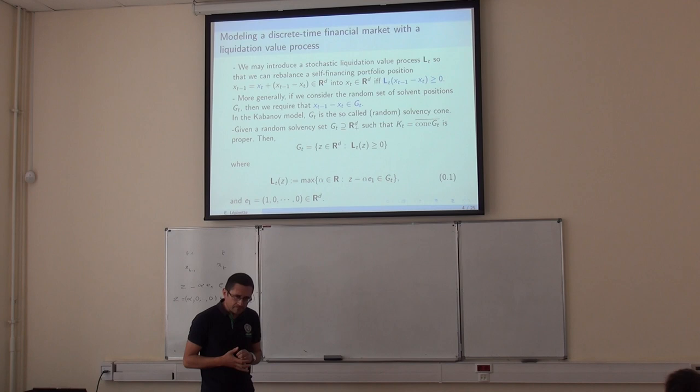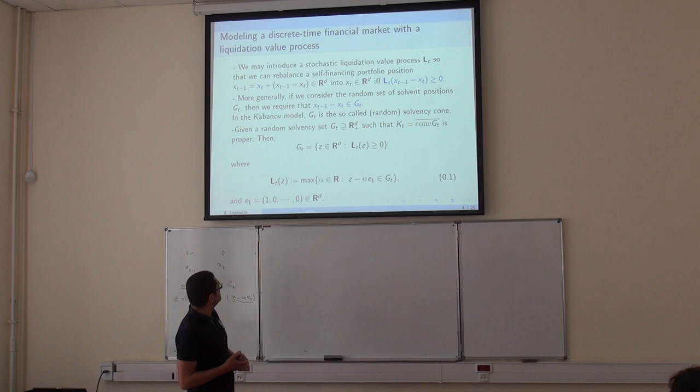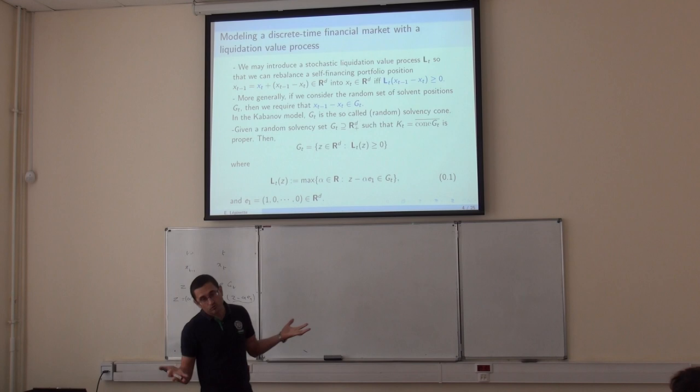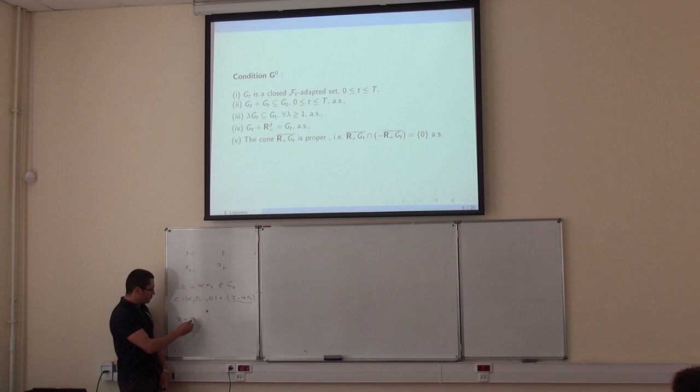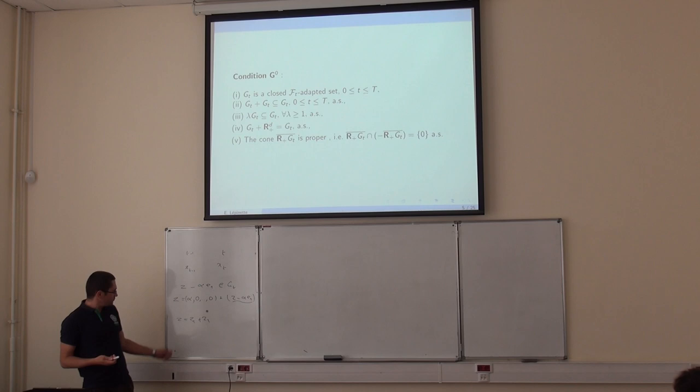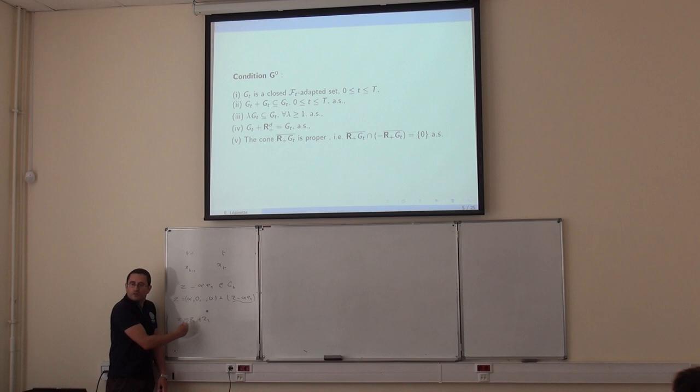Here there is a hidden theorem. If we assume that G_t is proper, then we can describe the solvency via the liquidation value. Indeed, we work under these technical conditions, which are rather natural. In particular, condition 2 is natural because if you can split a portfolio position into two parts which are solvent, of course it is natural to say that the position is solvent, because you may separately liquidate these two positions.